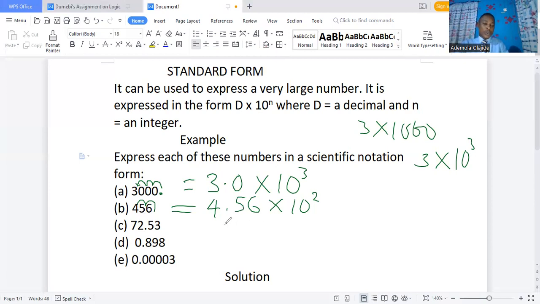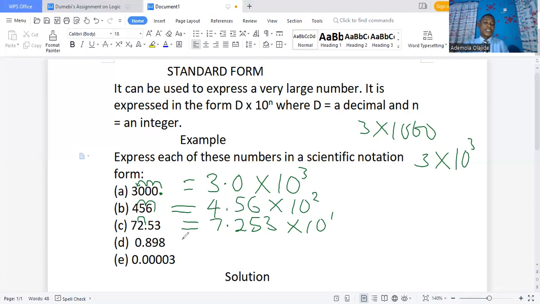So let us look at this one, the C part. Since the decimal already appears, good. We move the decimal to the back of the first non-zero digit, which is to the back of 7. And this will give us 7 point, then you write the remaining digits 253. So you will say times 10 to the power of, how many times did you have to move the decimal to get to behind 7? It's once. So to the power of 1. It is important for us to know that 10 to the power of 1 is still 10.